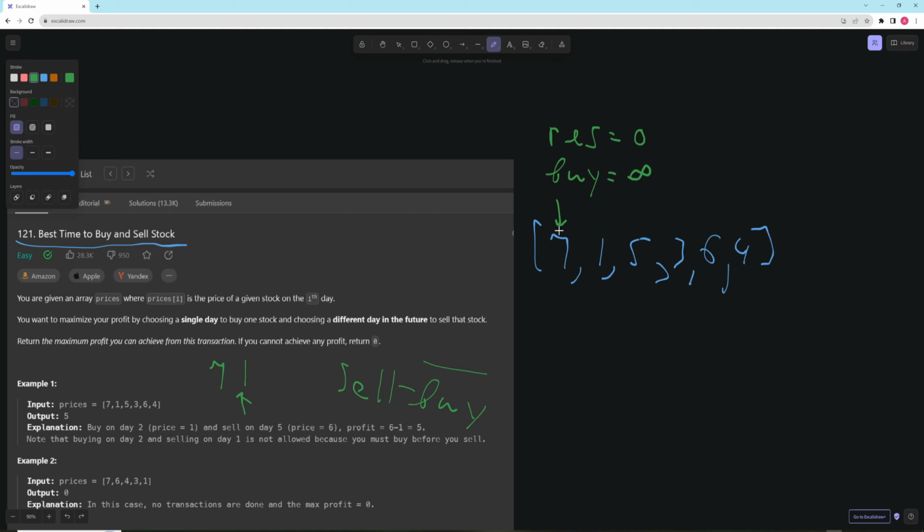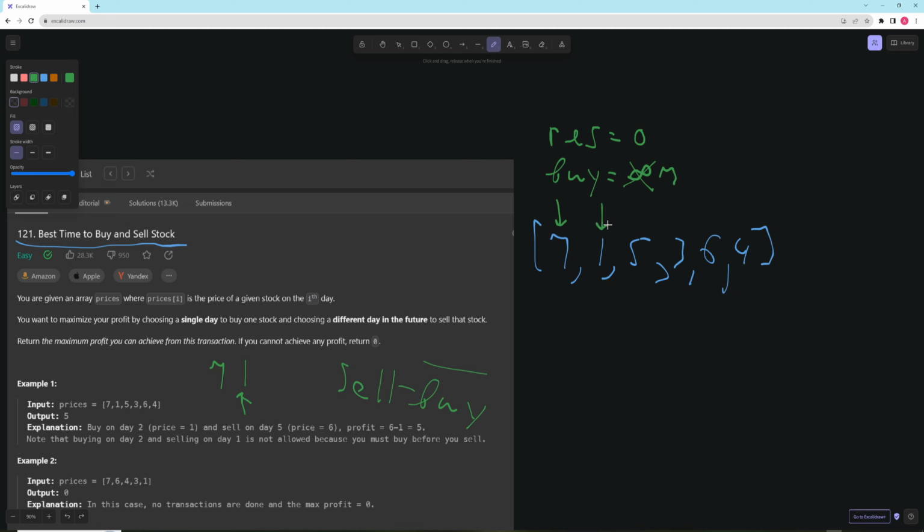So for the 7, we're going to say, okay, what would be our profit here? Well, we bought it for infinity, and we sell it for 7. So our profit would be -infinity. So we definitely don't want to do that. We're just going to leave our result as is, because obviously a default result of 0 is fine, because you're essentially just saying, look, I'm just never going to buy the stock at all. That's my optimal scenario, and that's totally fine. Okay, but what about the buy price? Well, our buy price is infinity. Now it's 7. So obviously we're going to want to change that to 7 because we want to buy as cheap as we can.